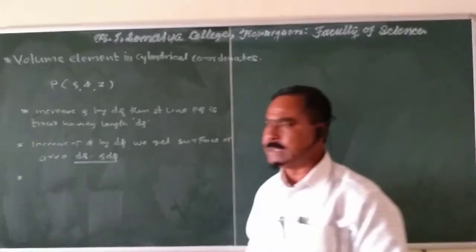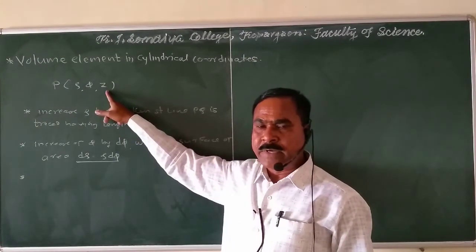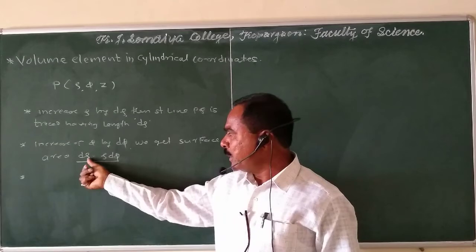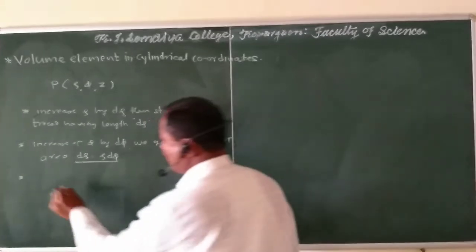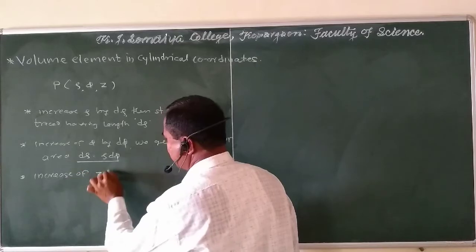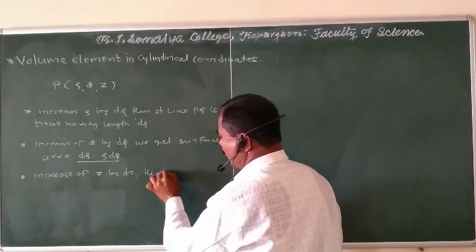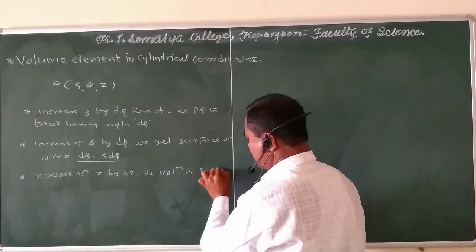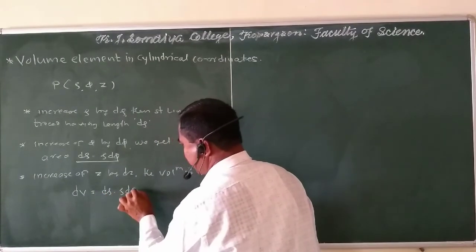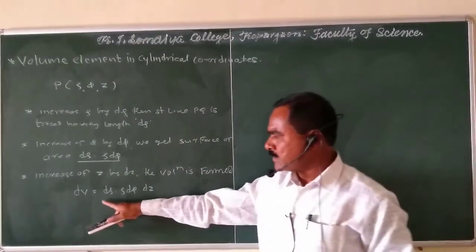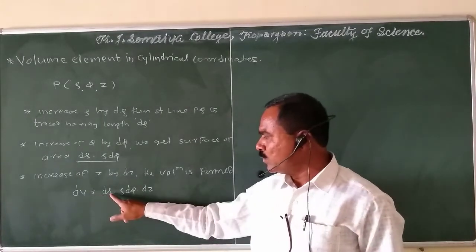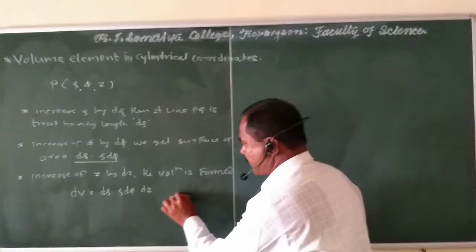Then third, we have to increase z by dz. Then we get the volume, and that volume is d rho, rho d phi and dz. So in cylindrical coordinates, the volume element that we have calculated here is dV equal to d rho, rho d phi and dz. Name this equation first.